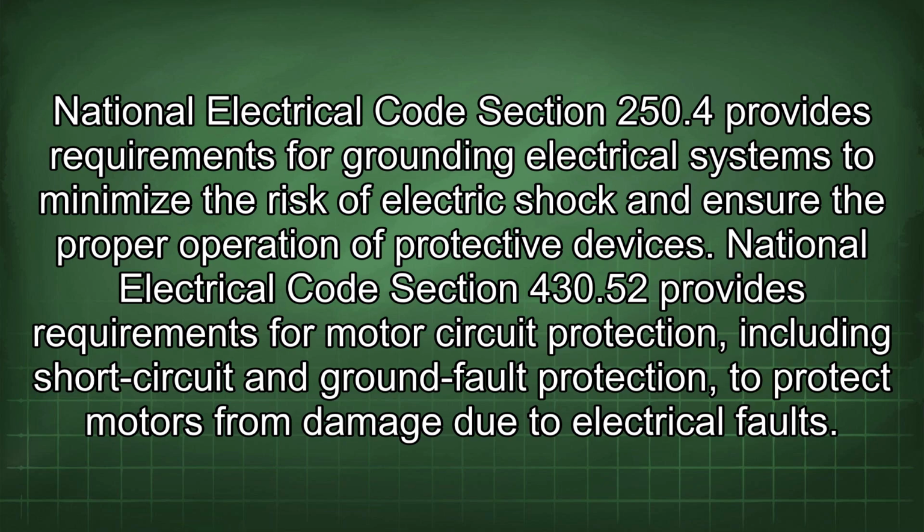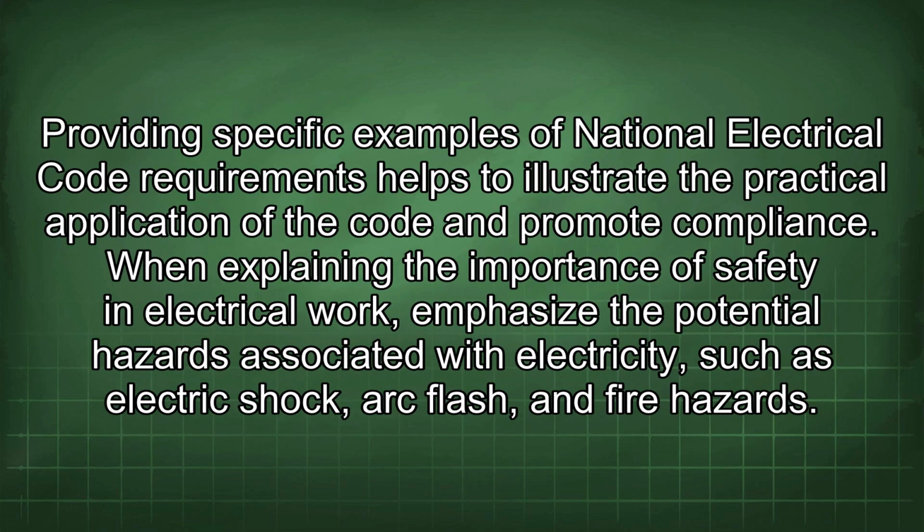National Electrical Code Section 430.52 provides requirements for motor circuit protection, including short circuit and ground fault protection, to protect motors from damage due to electrical faults. Providing specific examples of National Electrical Code requirements helps to illustrate the practical application of the code and promote compliance.